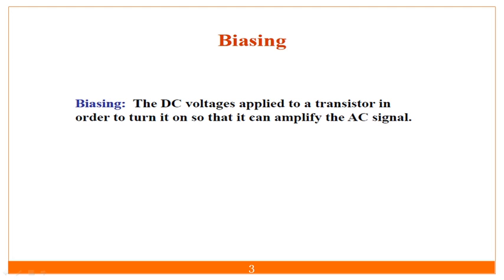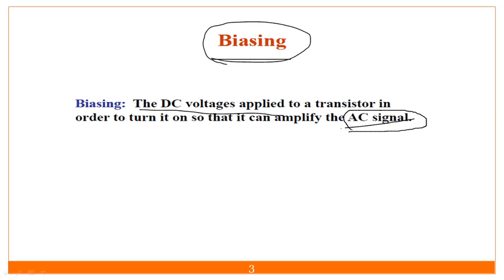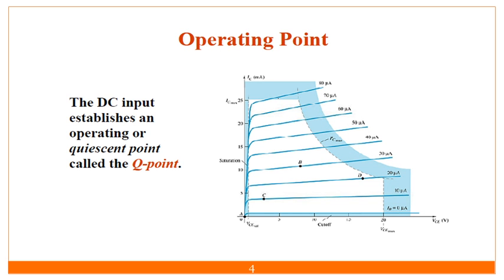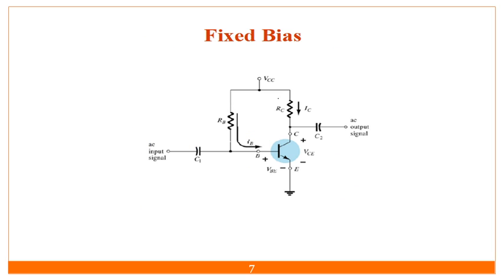So let's begin. We have started with what exactly I mean by biasing. Biasing is nothing but giving the DC supply to the amplifier. As we know, for amplification, the input is my AC signal, and the output is also an AC signal. But to operate this device, to turn it on, we require some kind of supply, that is nothing but the DC supply. That's why the technique is called biasing. We have seen this in the previous lecture.